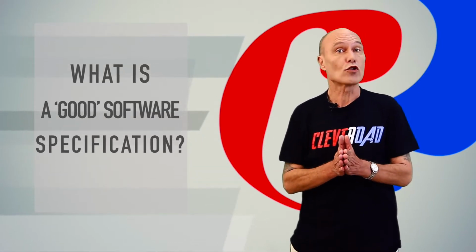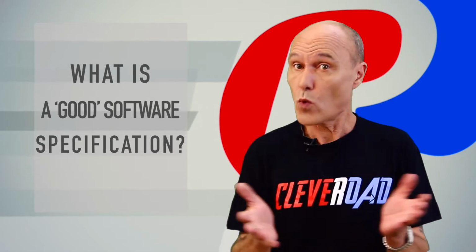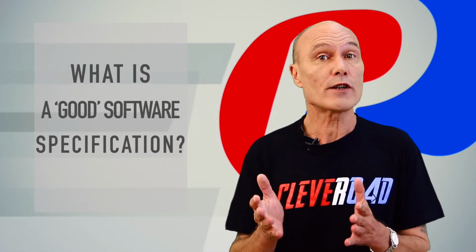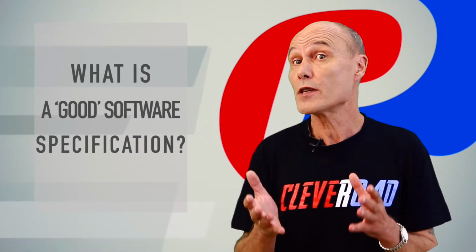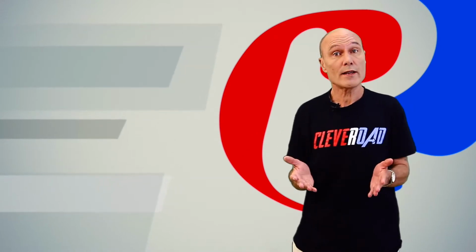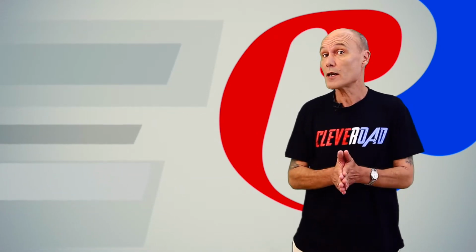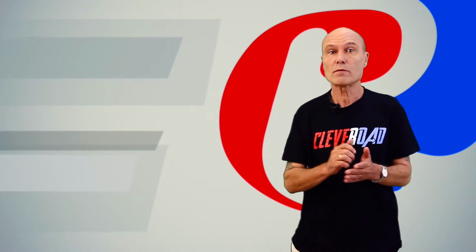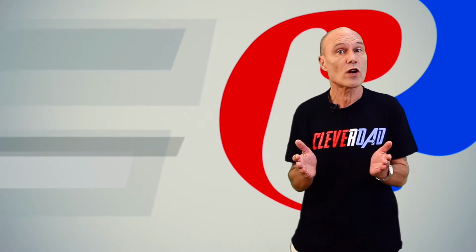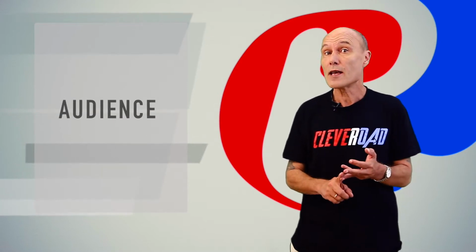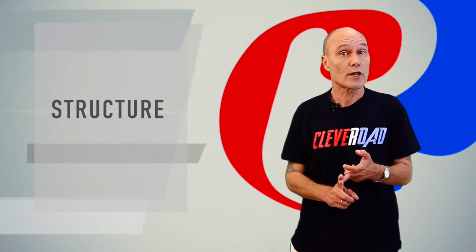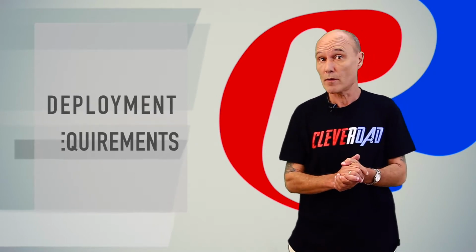What is a good software specification? Well, it's quite simple. A good functional and technical specification is one that has enough information to get everything done right. That's it. As for the content, a comprehensive specification may contain up to 100 pages. Each of them is priceless as they describe the scope of the work to be done: project objectives, the intended product audience, product structure, product behavior, milestones, and deployment requirements.